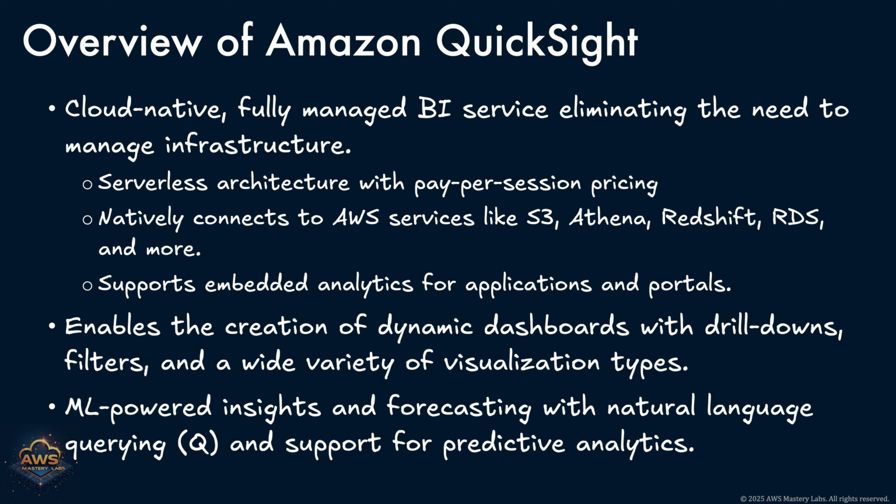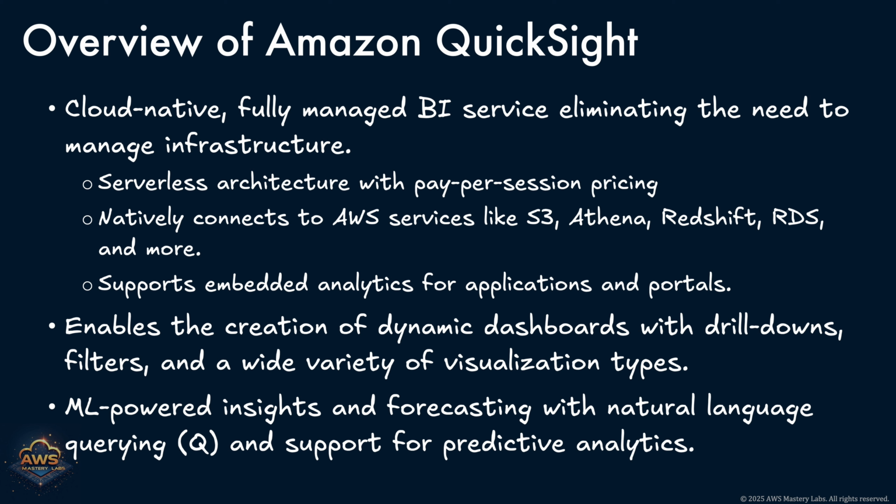This makes it far more cost-effective, especially for organizations aiming to democratize data access across large user bases. QuickSight also integrates natively with the broader AWS ecosystem. You can directly connect to data sources like Amazon S3, Redshift, RDS, and Athena, or even bring in data from third-party databases and SaaS applications. This deep integration streamlines your data pipeline and makes it ideal for analytics on modern cloud data architectures.